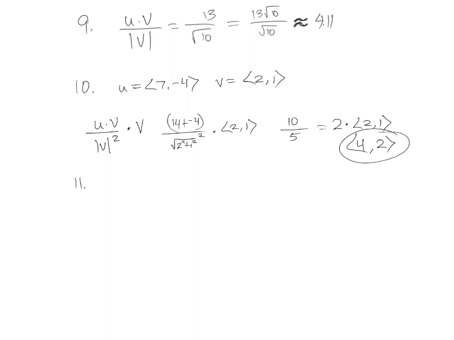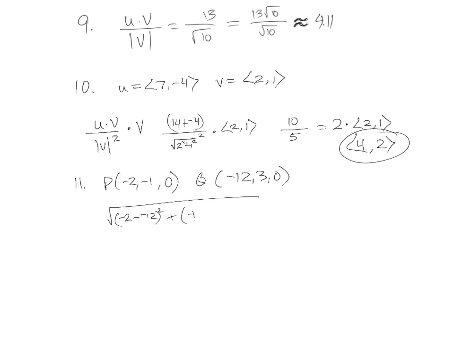Then we get to number 11. Find the distance between these values, p, negative 2, negative 1, 0, and q, negative 12, 3, and 0. All right, so to find the distance, you subtract them and square them. So just like the normal distance formula, negative 2 minus a negative 12, you got to square that. Plus negative 1 minus 3, square those middle ones. And then the last one's 0 minus 0, and square that.